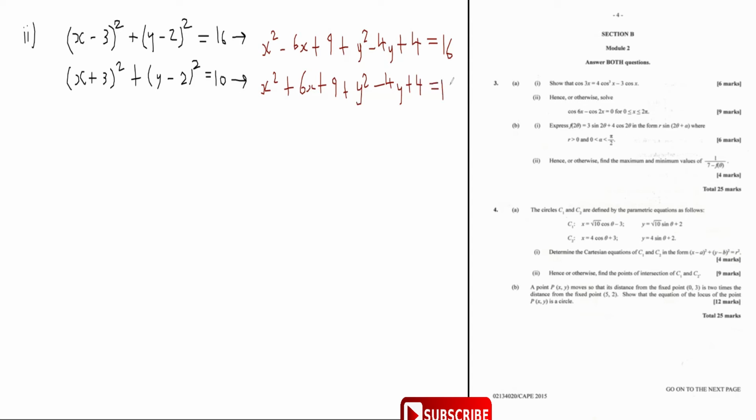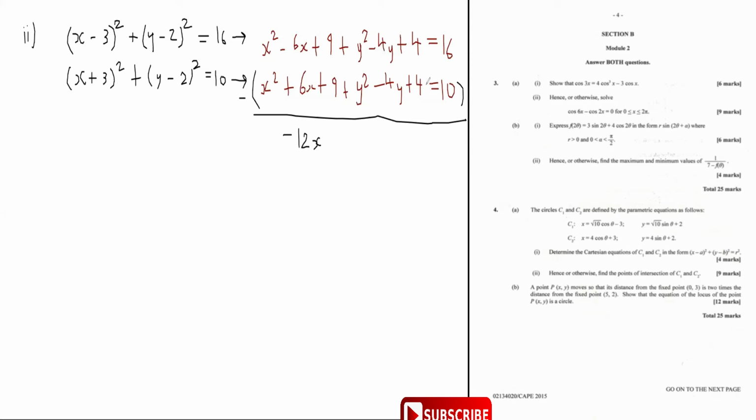So to find the points of intersection now, we're going to solve these two equations simultaneously. To solve them simultaneously, let's subtract these two equations. x squared minus x squared is gone, minus 6x minus 6x becomes minus 12x. Then 9 minus 9 cancels, y squared minus y squared cancels, minus 4y minus minus 4y, minus and minus give us plus, so 4y minus 4y cancels.